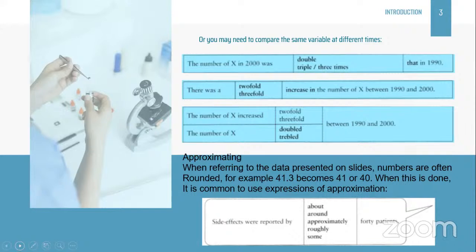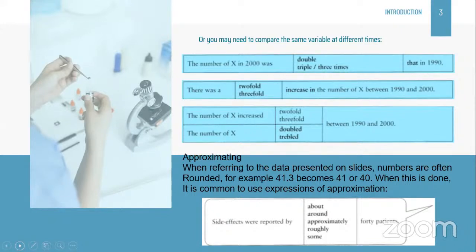Approximation. When referring to the data presented on the slide, numbers are often rounded, for example, 41.3 becomes 41 or 40. When this is done, it's common to use expressions of approximation. Side effects were reported by roughly, some 40 patients.